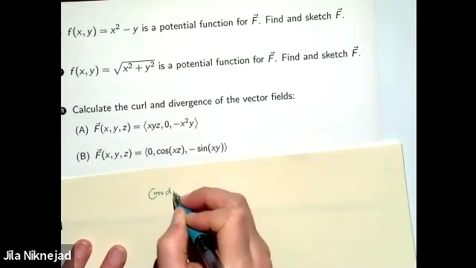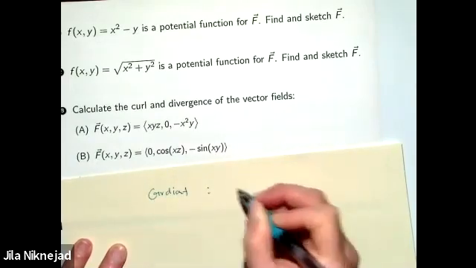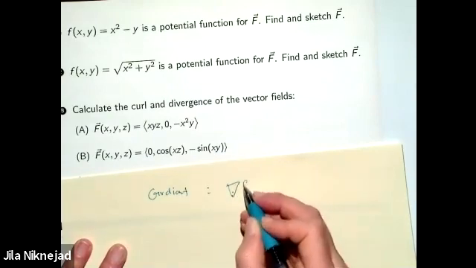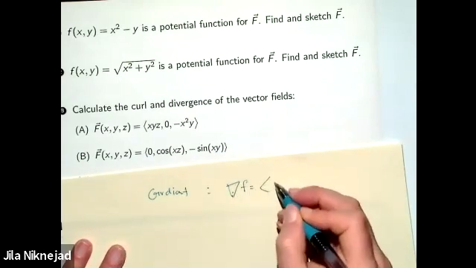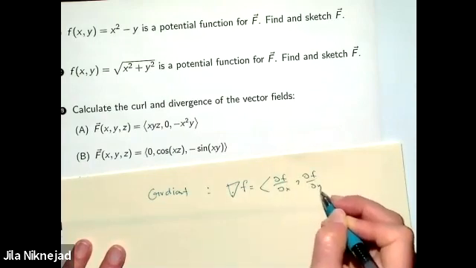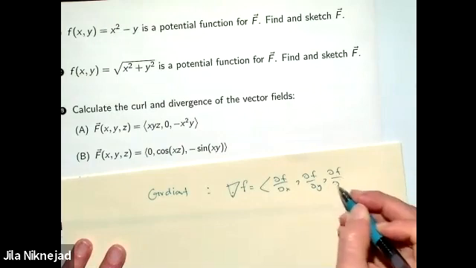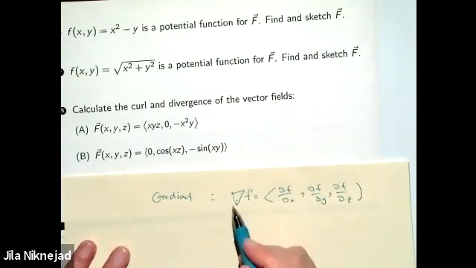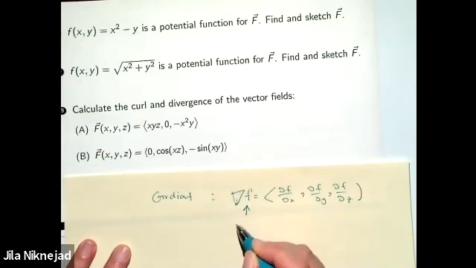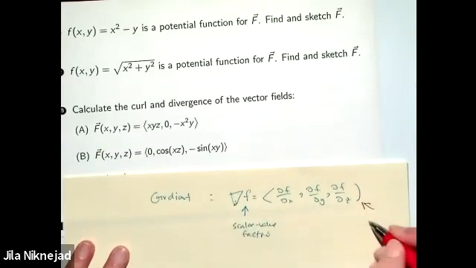Gradient, which is the Nabla f, which is partial of f with respect to x, partial of f with respect to y, partial of f with respect to z. Nabla is the operator that acts on a scalar function, scalar valued function, but spits out a vector.